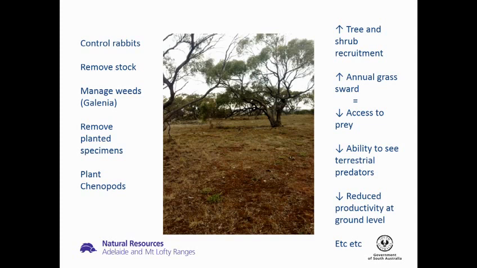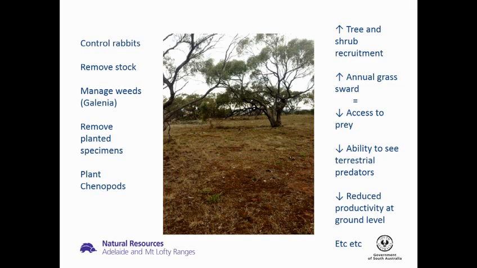So if I take this example of that clapped out area at France Farm, we might be tempted to go in there and control rabbits, remove stock. We might be concerned about the Galenia there. We might remove that. We could decide that some of those planted specimens aren't to our liking. We might even look at this as an opportunity for restoration. We might plant shrubs or chenopods and do other stuff.